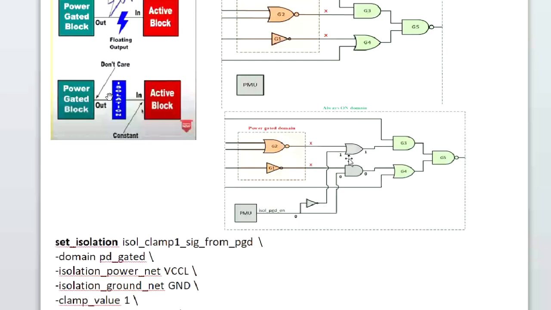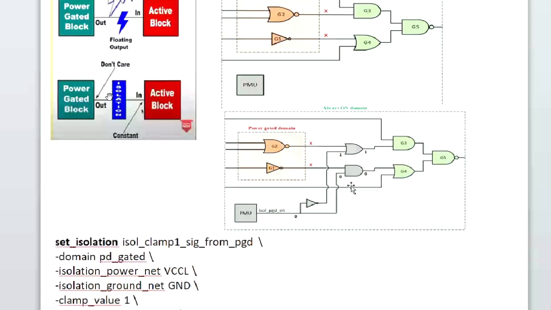For the OR gate, if we give 0 it is normal operation. If we give 1 it is a clamp operation, so it clamps the signal and passes it to the other voltage domain. This is how it works. For the AND gate, giving 0 means clamping the signal, and 1 means normal signal. Both AND and OR gates are used in the design as isolation cells.